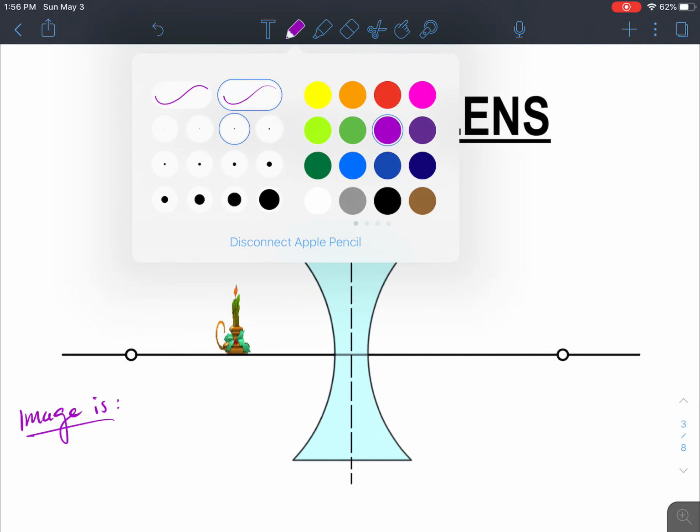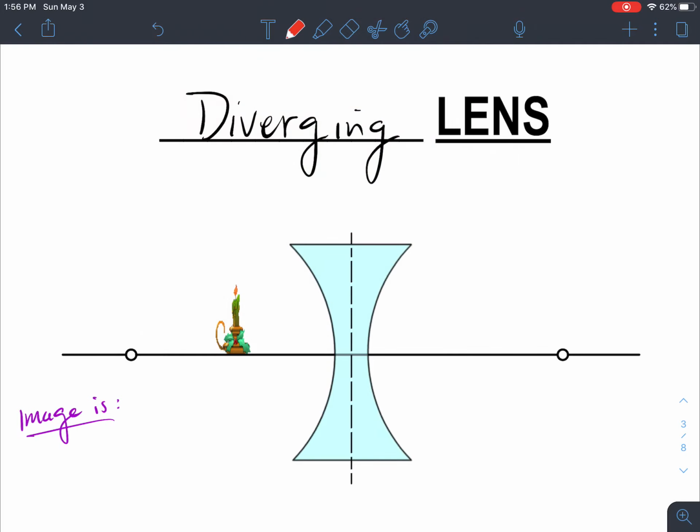On this one, you can see that it is concave now. So instead of convex, it's concave. It's got that inward bend, but we're still going to use the same exact rules. So I'll show you how to do this one.